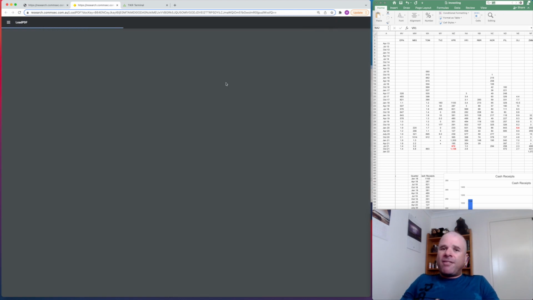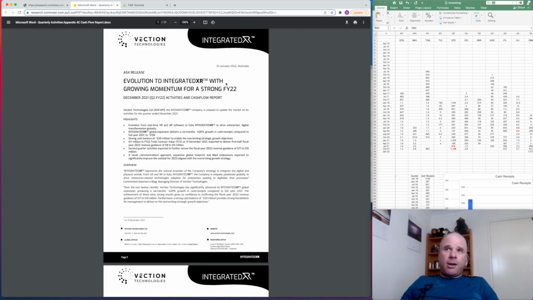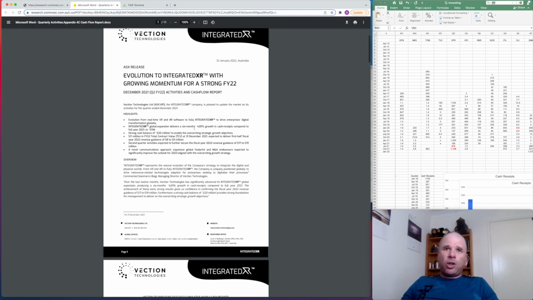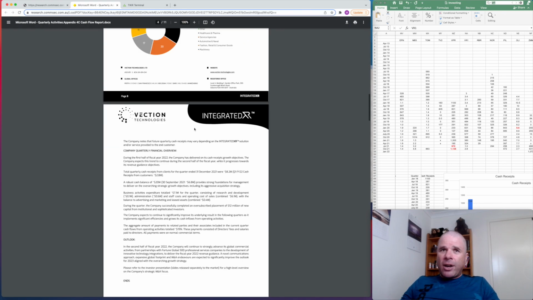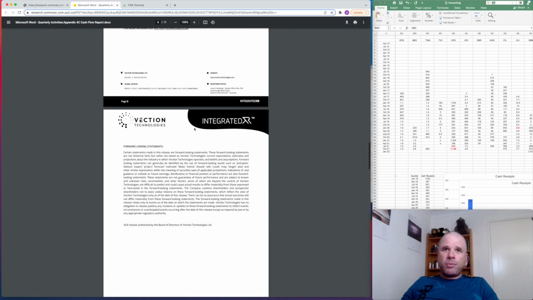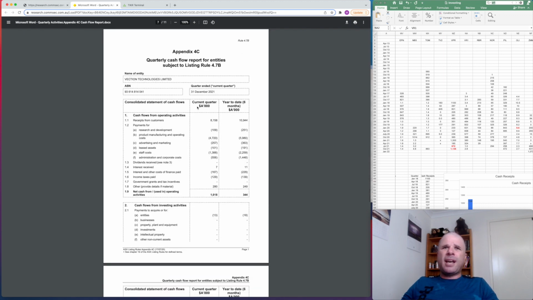And more than likely, for a lot of these Appendix 4Cs, it will open up to potentially 5, 10, 20 pages of commentary. The longer it takes to open up, the more likely we're going to see a lot of commentary. And this is opening up. So it took a long time, so there's a lot of commentary here. Typically, I don't look at this commentary. I go straight to the Appendix 4C.